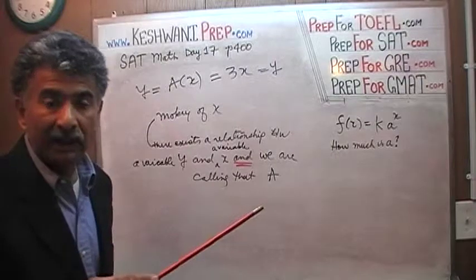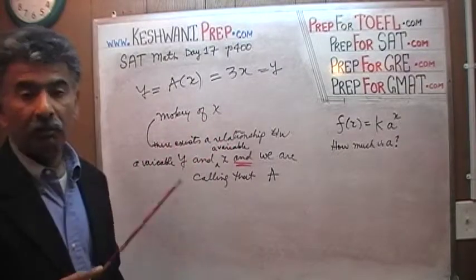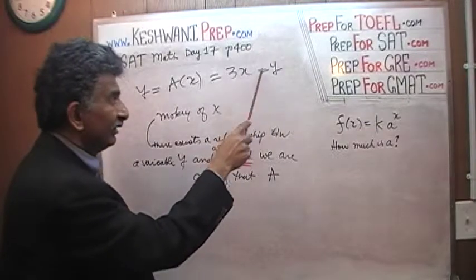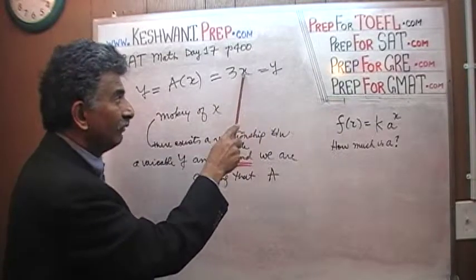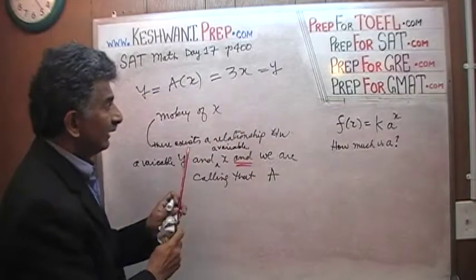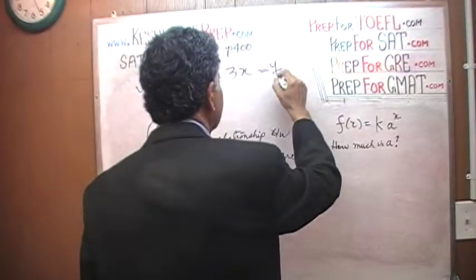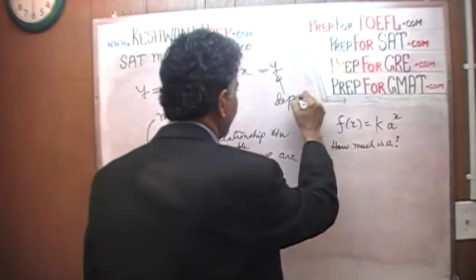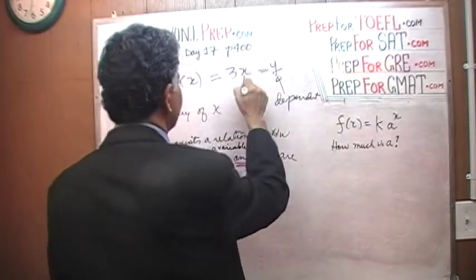The value of y depends on the value of x, because the value of y changes every time you change the x. This poor guy y depends on the value of x. Because he depends on the value of x, he is called the dependent variable. Dependent. And of course this is the independent.